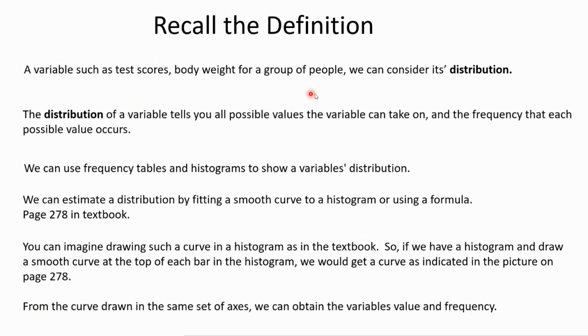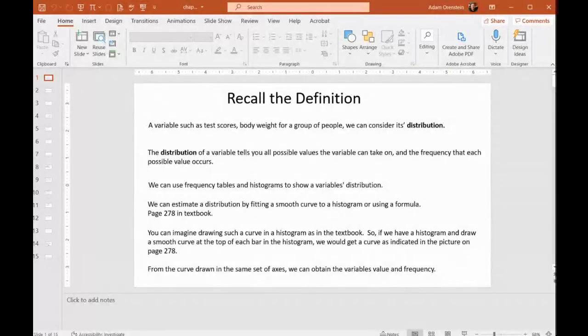With a variable, we like to consider what's called its distribution. The distribution of a variable, by definition, is all the possible values the variable can take on. In other words, it's its range, if you think of it as a function. Also, the frequency with which each possible value can actually occur.